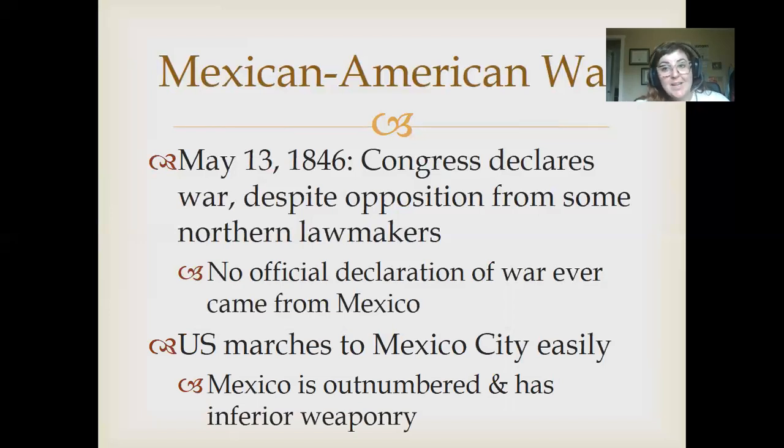And it's one-sided militarily too. The US marches to Mexico City easily. Mexico is extremely outnumbered and has inferior weaponry. Remember, Mexico had just been struggling for the last 20 years to establish their country after their independence from Spain, who had ruled Mexico for the last 400 years, essentially. So Mexico itself was a pretty young country, and it is now dominated by the United States.